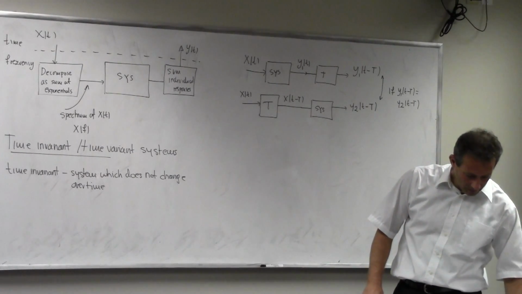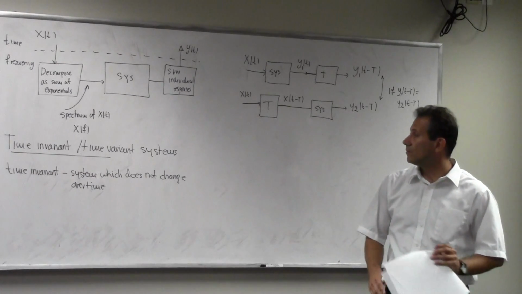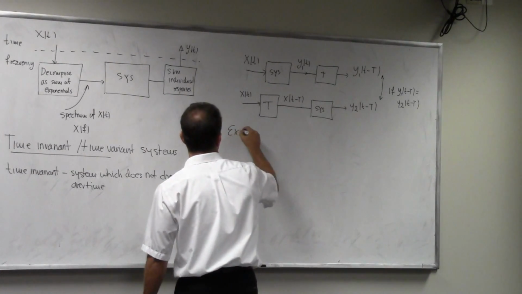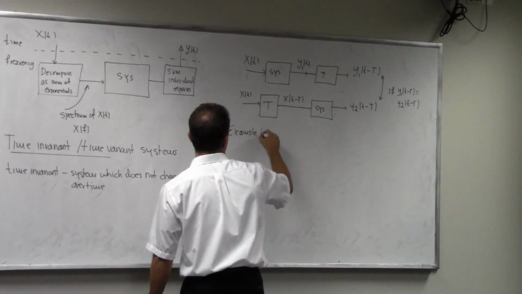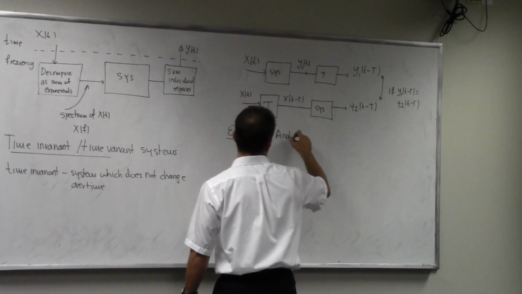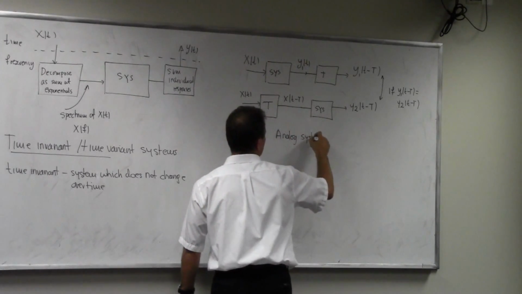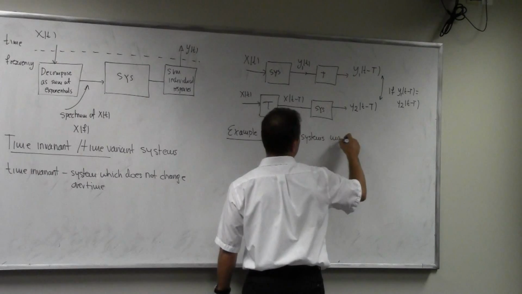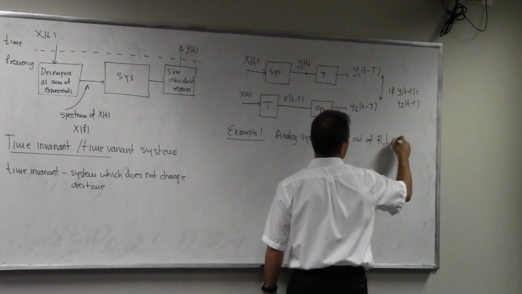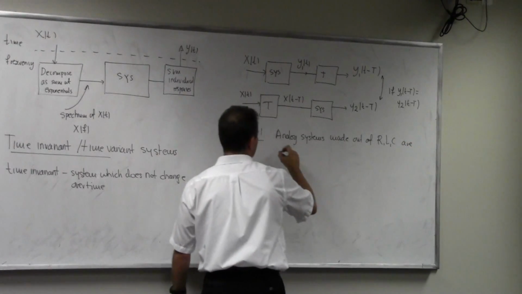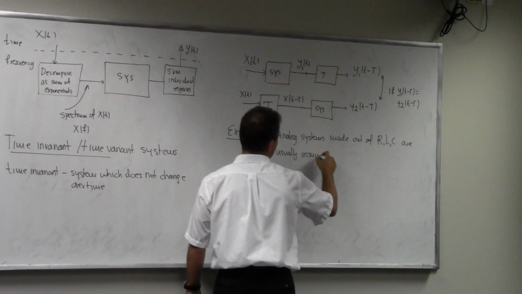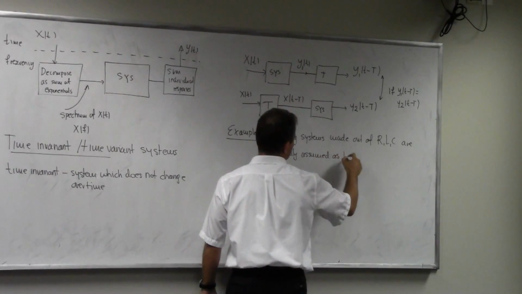Now, what are the examples of such systems? So let's say example 1: circuits, let's say analog systems, made out of RLC, are usually assumed as time invariant.